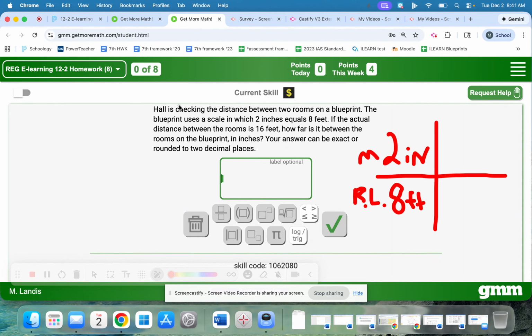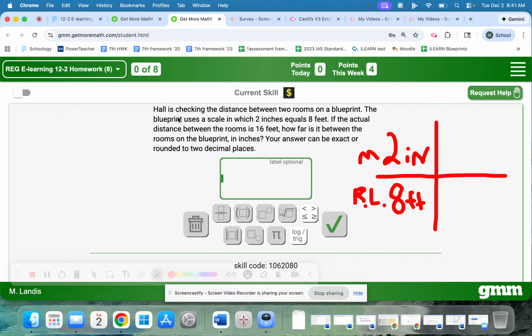Okay, so there's two different skill codes on your homework. You either have to get 8 points or 12 points, depending on which class you are in. It is on Get More Math, obviously, and it will be the assignment that pops up when you log in. If you're in SAP or 8th period, make sure you're not logged into those classes. Make sure you're logged into your math classes.